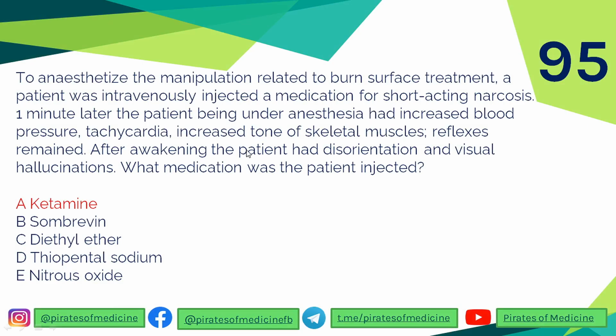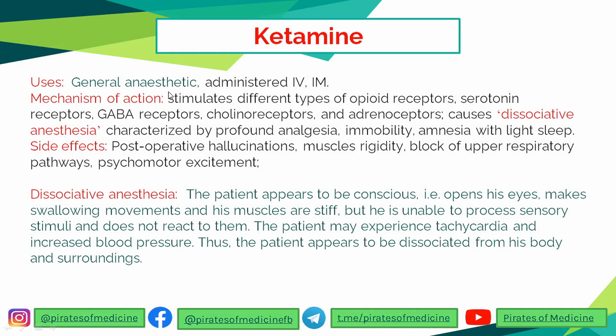The 95th question is that to anesthetize for manipulation related to burn surface treatment, a patient was injected IV with a medication for short-acting narcosis. A minute later, the patient under anesthesia had increased blood pressure, tachycardia, and increased tone of skeletal muscles. Reflexes remained. After awakening, the patient had disorientation and visual hallucination. What medication was the patient injected with? So all these symptoms correspond to a special type of anesthesia called dissociative anesthesia, which is a side effect of ketamine. Let's look at it. So ketamine is a general anesthetic administered intravenously or intramuscularly.